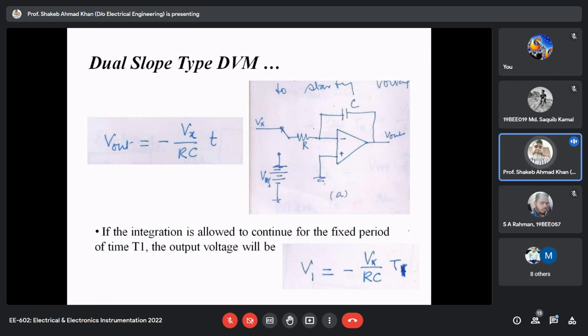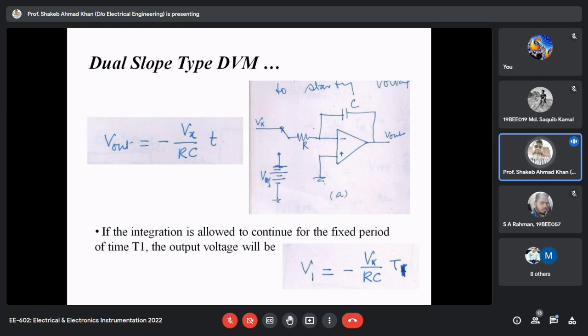Now I'm coming to the dual slope type DVM. What is the method? This dual slope type DVM is having an integrator and a reference voltage source inside the voltmeter itself. And then we apply the DC voltage which is unknown and we want to measure Vx. Then obviously the integrator output will be this one, है ना? This one, where R is this and C is this, and this is a ramp voltage.